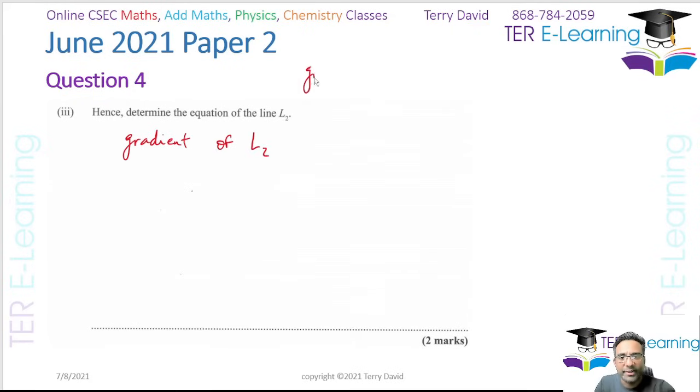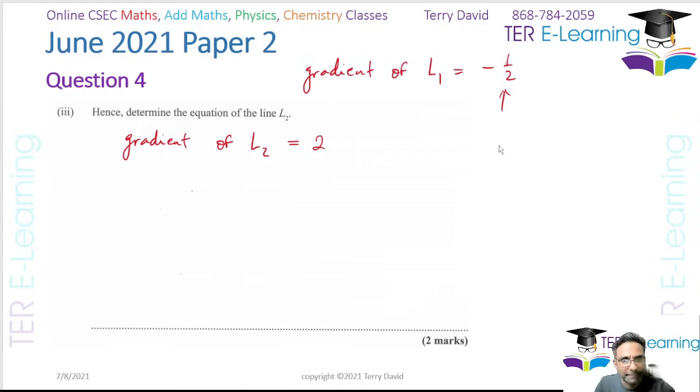Now, you know the gradient of L1 is minus a half. When you're talking about perpendicular lines, the product of their gradients will be minus 1. So if I know the gradient of L1, to get the gradient of L2 all I need to do is put a minus sign in front of this number so it becomes positive, and invert it. So the gradient of L2 has to be equal to 2, right?